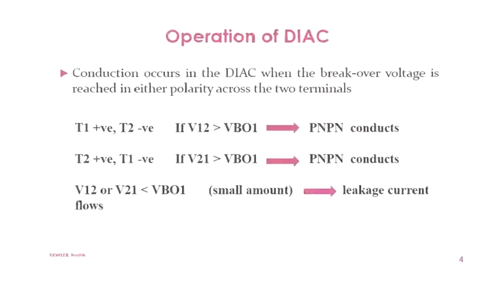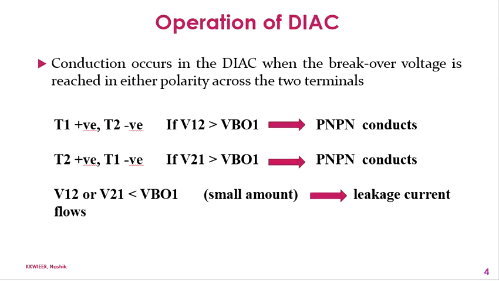So let's see how this conduction occurs in DIAC. The conduction occurs in DIAC when the breakover voltage is reached in either polarity across the two terminals. When the T1 is positive with respect to T2, and if the voltage V12 exceeds the breakover voltage, then the structure PNPN conducts. Similarly, when the T2 is positive with respect to T1 and the voltage V21 is greater than breakover voltage, then also the PNPN structure conducts.